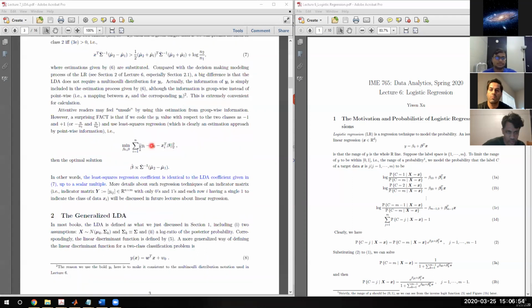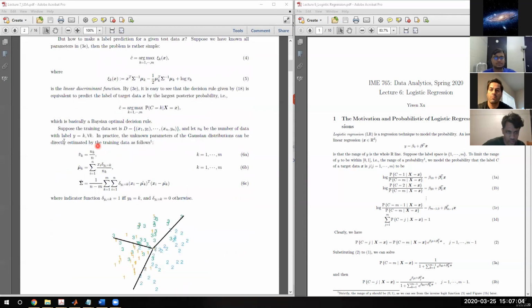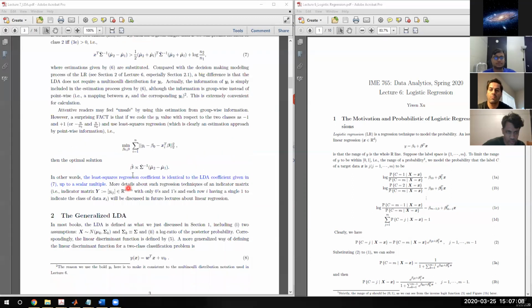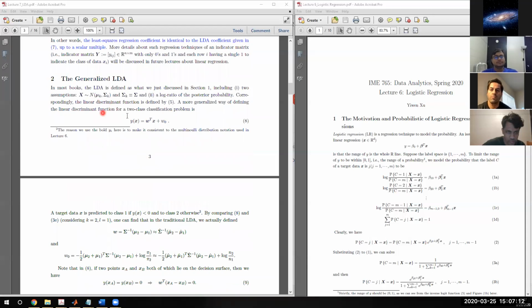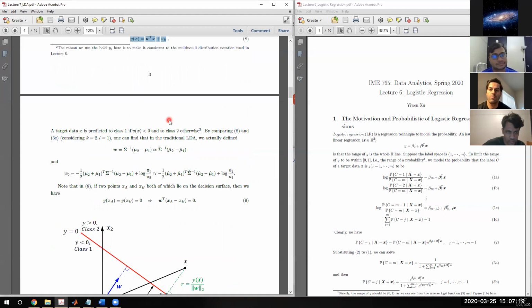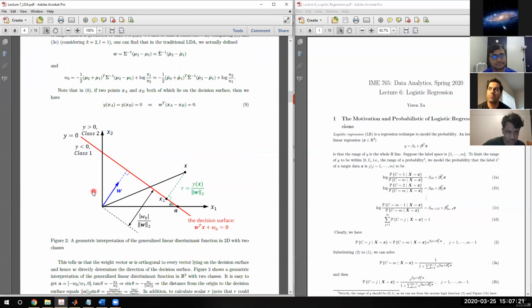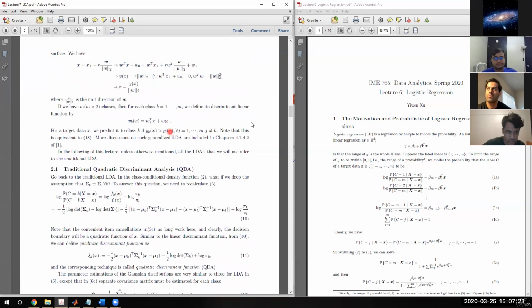And further, we introduced that this is actually equivalent to the least square regression, so it's still safe, even if it seems that we estimate from group information rather than point-wise information. And then we introduced a little bit about the generalized LDA, which is just a very regular linear classification. And we showed a geometric interpretation.